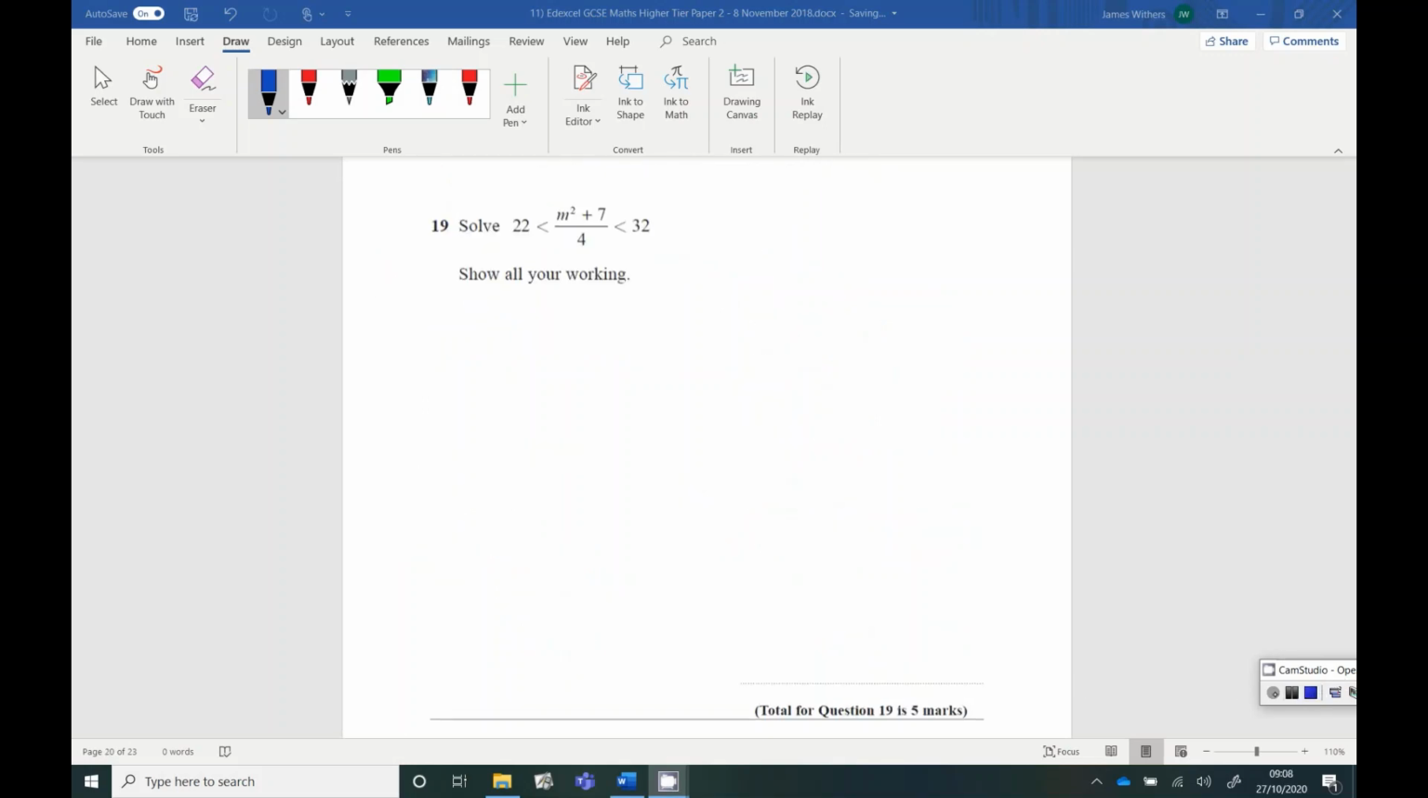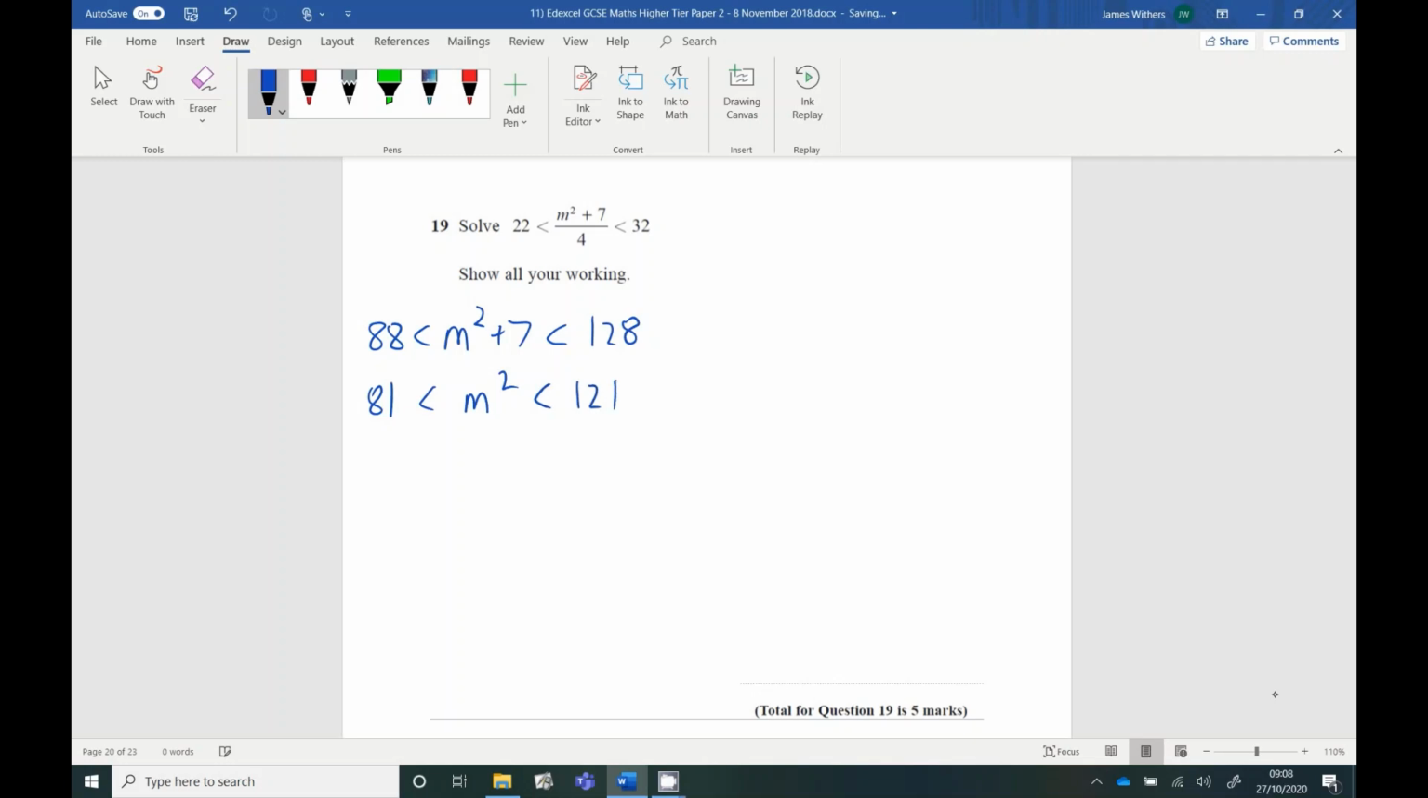Question 19. So let's start off by making m squared the subject. So multiply everything by 4 to get rid of that dividing by 4. So 88 is less than m squared plus 7 is less than 128. And to undo this adding by 7, let's take away 7 from both sides. So 81 is less than m squared is less than 121.